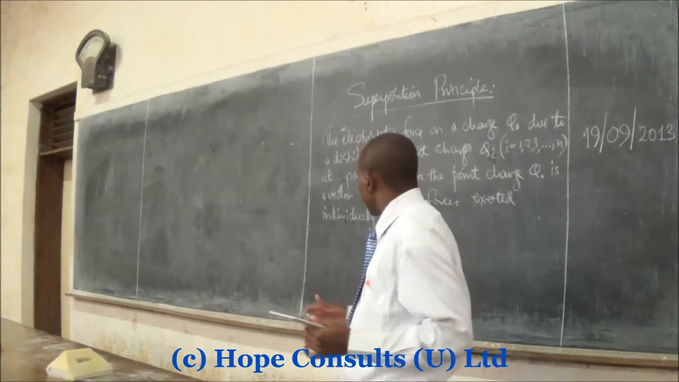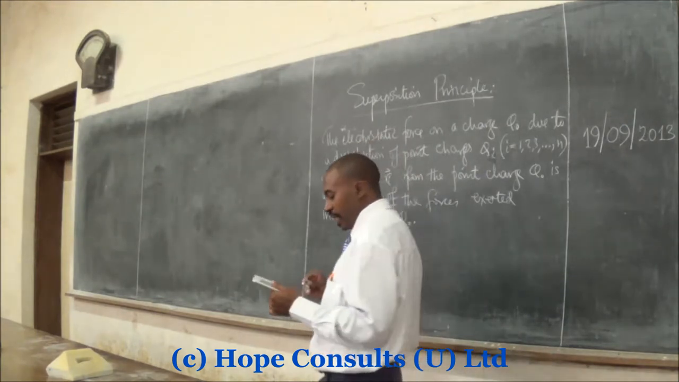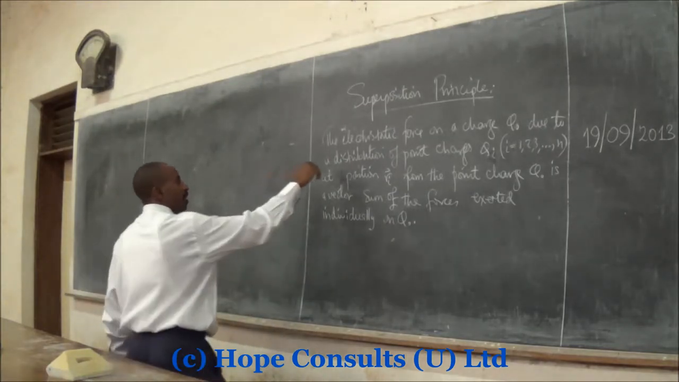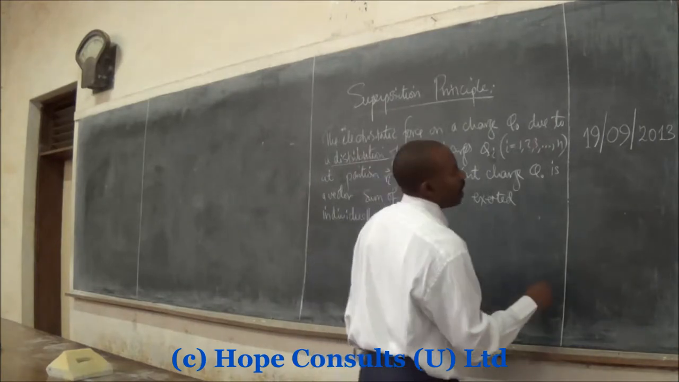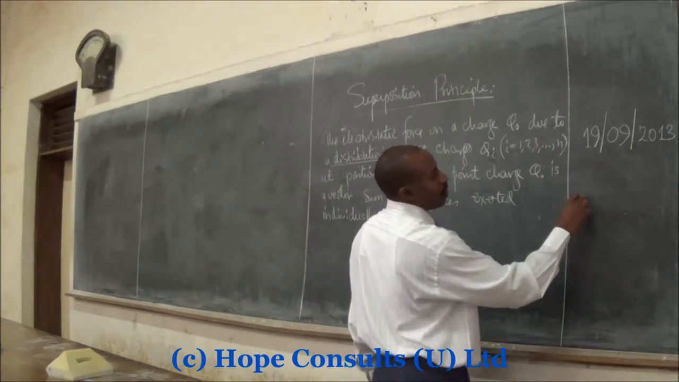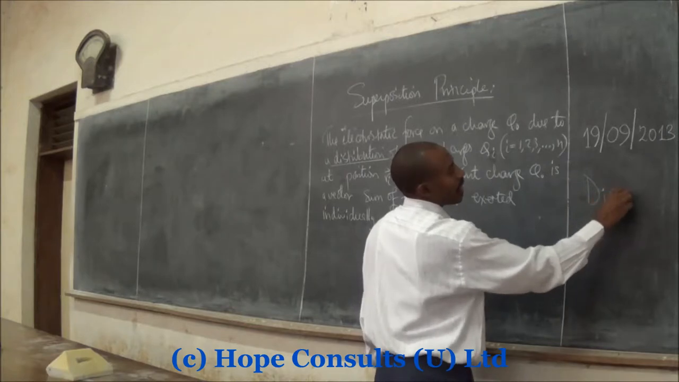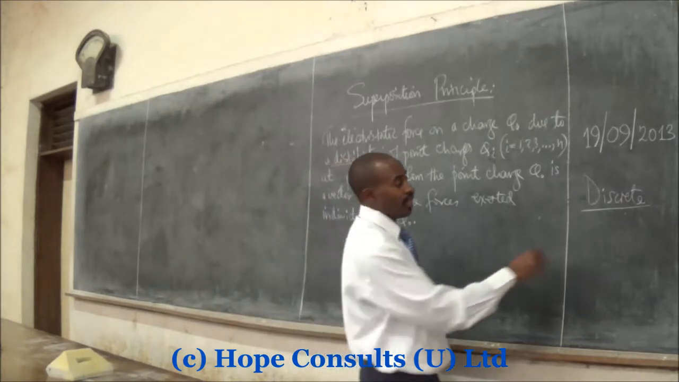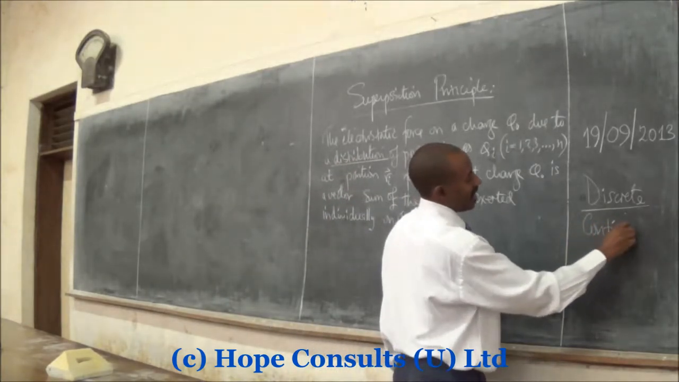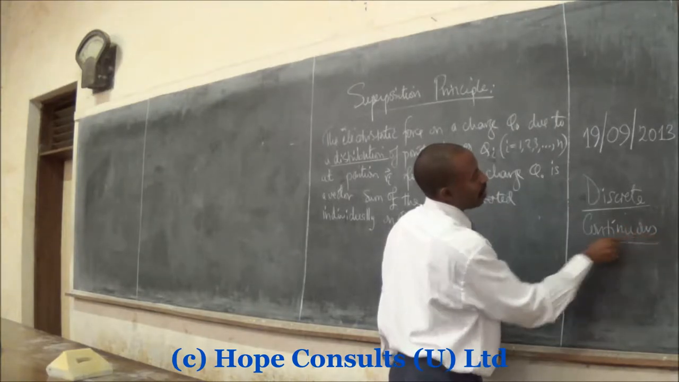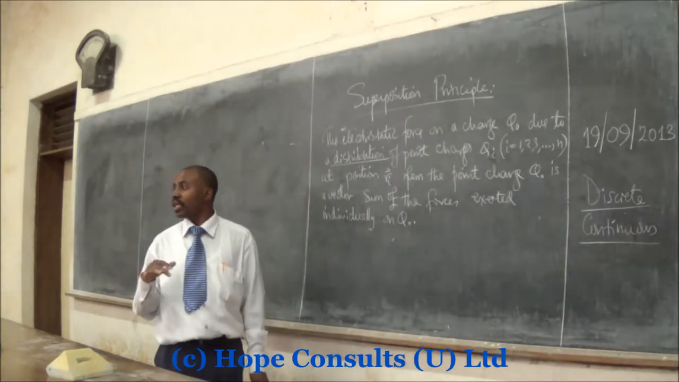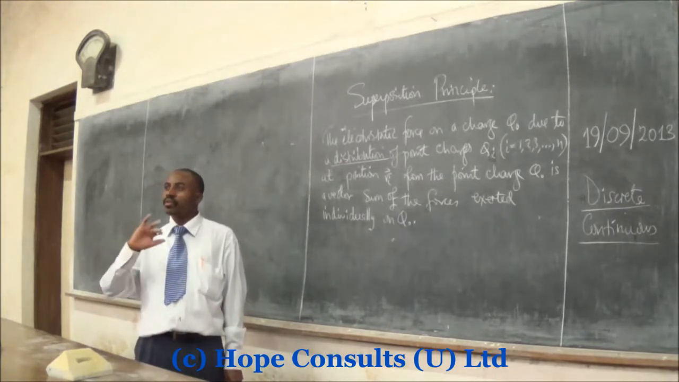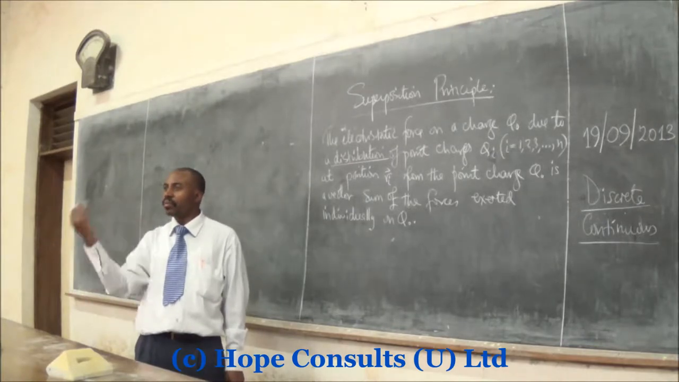So, as this Q naught is in a given distribution, as you can remember from electricity and magnetism, you have a distribution which can be discrete, where we can count the amount of charges within a given vicinity, or it could be continuous. And the continuous will depend on the type: it could be continuous in a linear form, in a surface form, or in a volume. Okay?